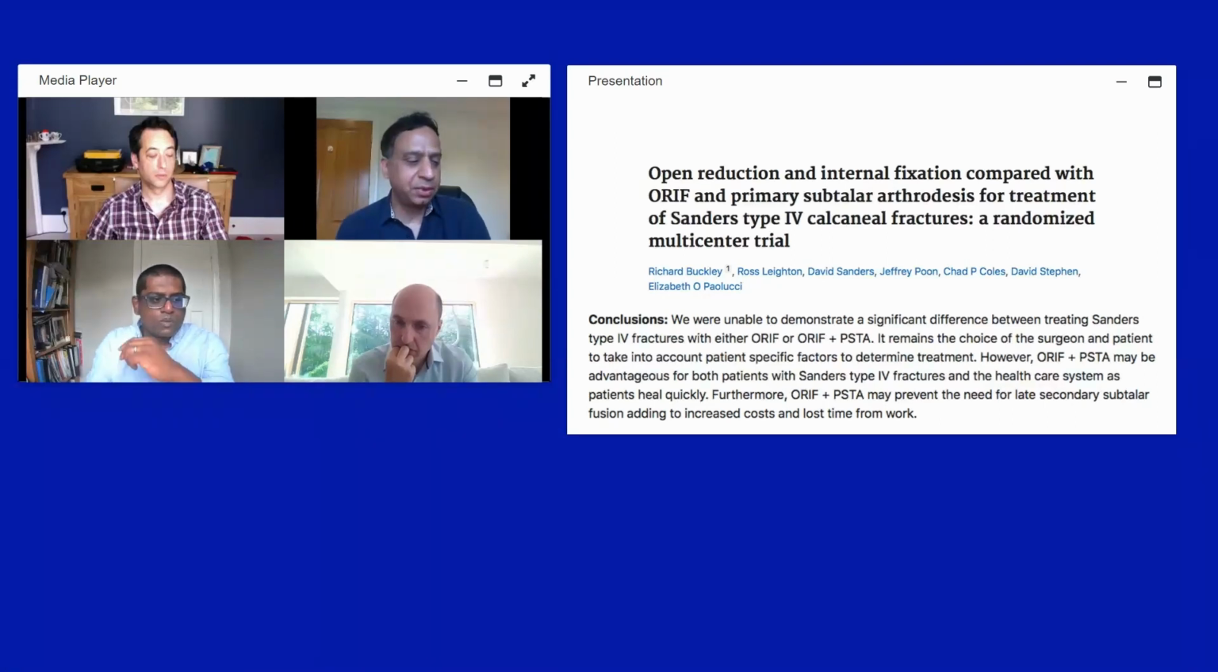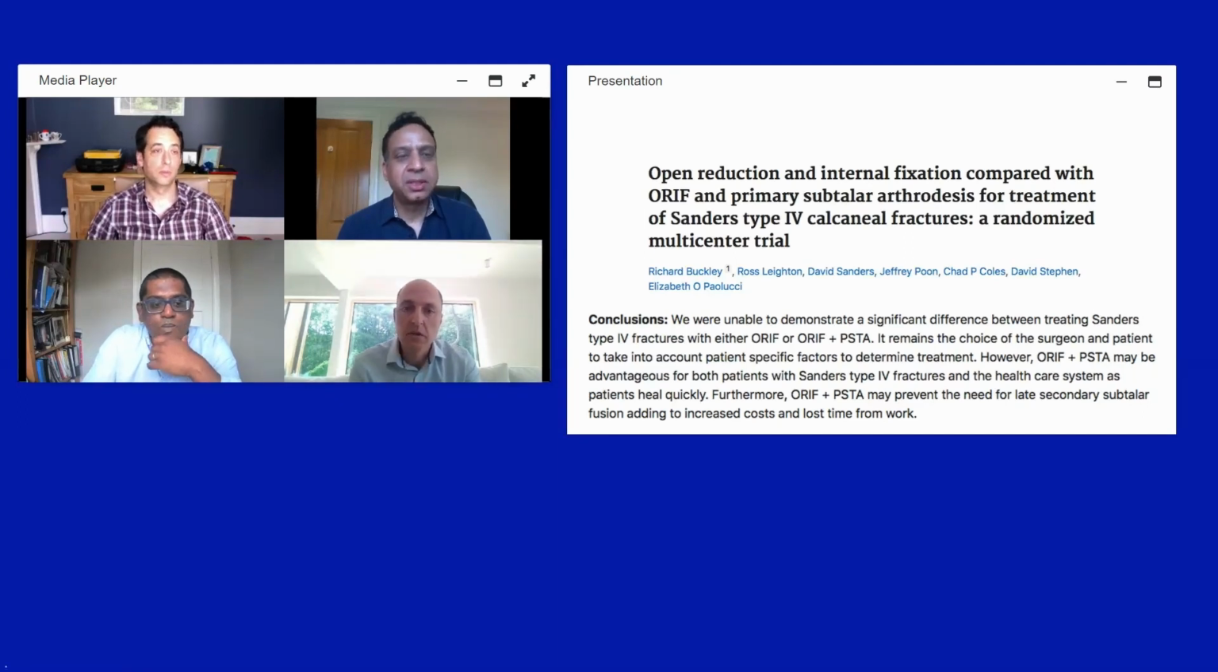The only advantage that they've alluded to in this paper is that you're there. This is probably okay to just go ahead with fusion if it looks that smashed. But yeah, that's a good discussion point.